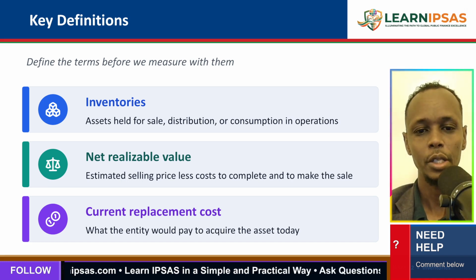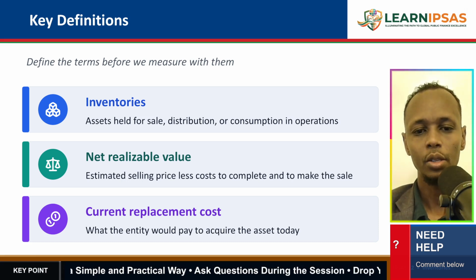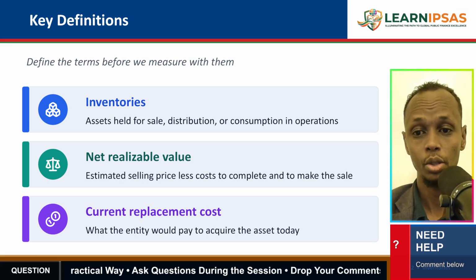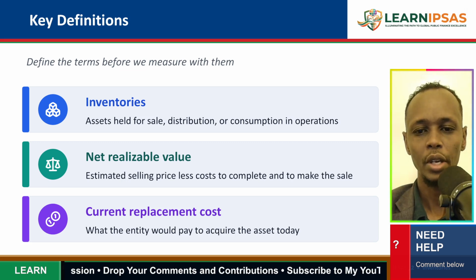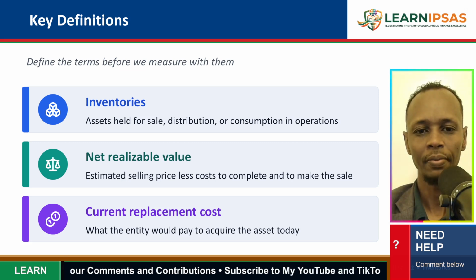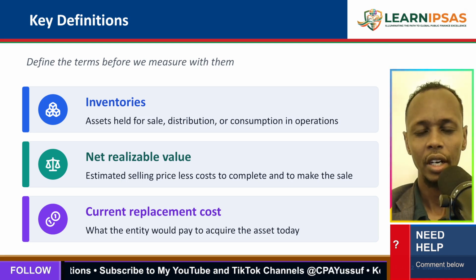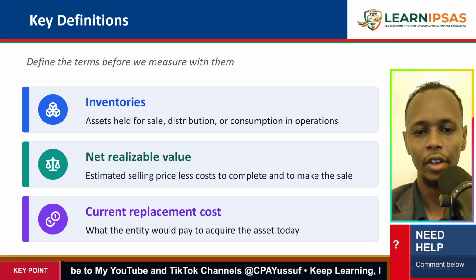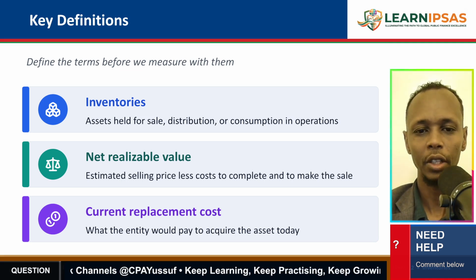Then there is the current replacement cost. This is used by entities who don't make profit, so entities who provide service to wananchi or the citizens. So it is what the entity will pay to acquire the asset today. If you can't compare cost and net realizable value, and yours is to give it for free, what other measurement will you use? You will use the current replacement cost.